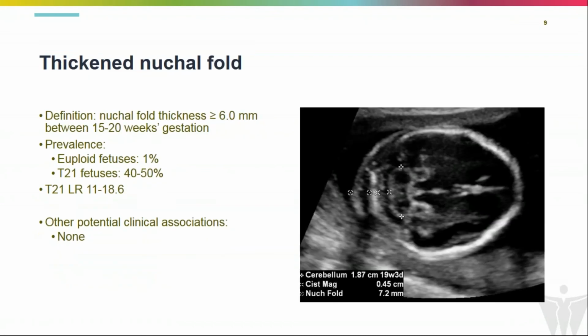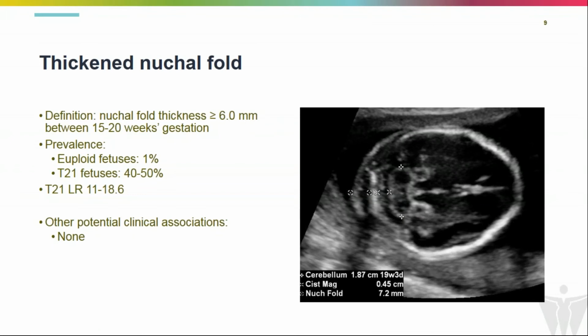Thickened nuchal fold. This is a transcerebellar view of the fetal head. Here you can see a measurement of the cerebellum. This is a measurement of the cisterna magna, and this is what we measure as the nuchal fold. We call it thickened when it's greater than or equal to 6 millimeters between 15 to 20 weeks gestation. Some authors suggest you can take that up to 22 weeks.